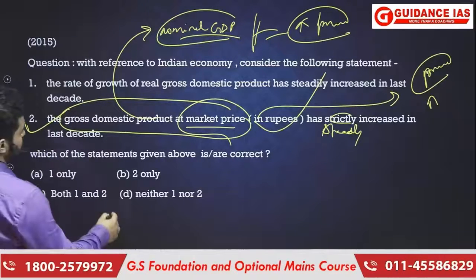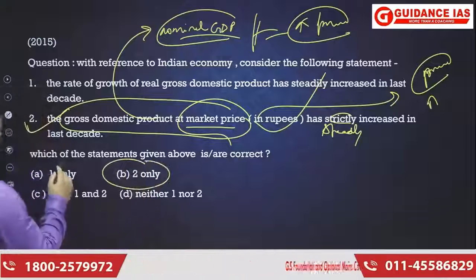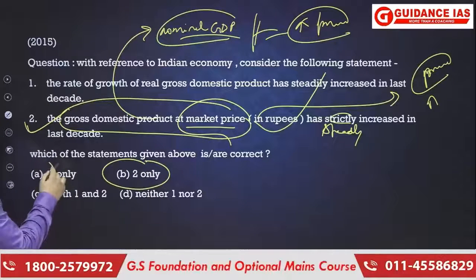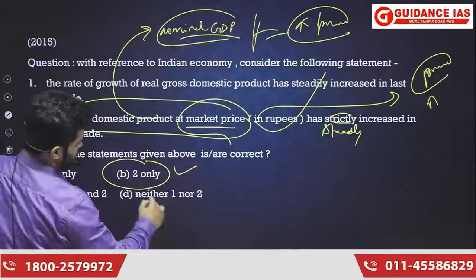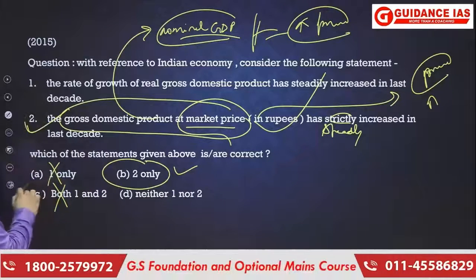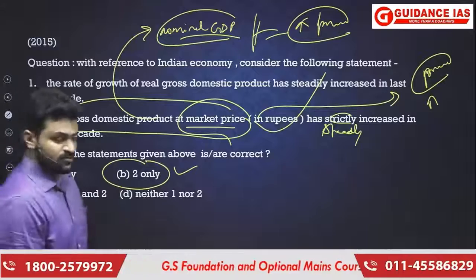So when it comes to this particular question, alternative 2 or statement 2 is correct, and that is why this is the answer, because the first statement is not correct and the second statement is correct. So it is alternative B which is the correct answer here.